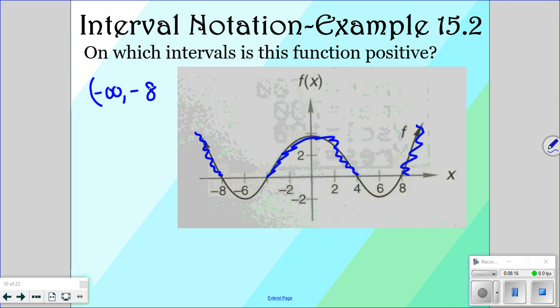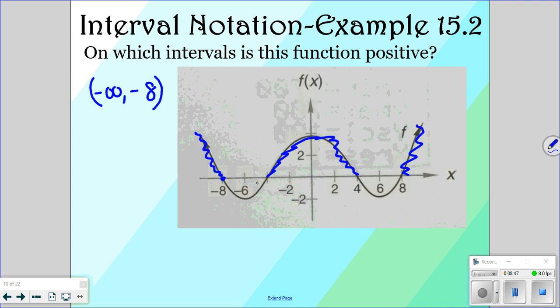Now for negative 8, some of y'all may think you want to do brackets, some of y'all may think you do parentheses. Once we hit negative 8, is it positive? It's on the x-axis. So it's equal to 0, which is technically neither positive nor negative. So we have to do a parentheses because once we get to negative 8, it's no longer positive. That's why we have a parentheses.